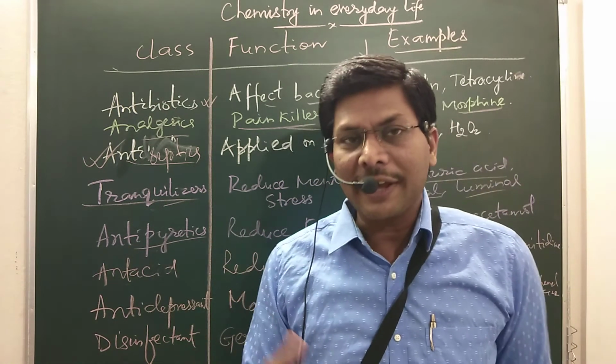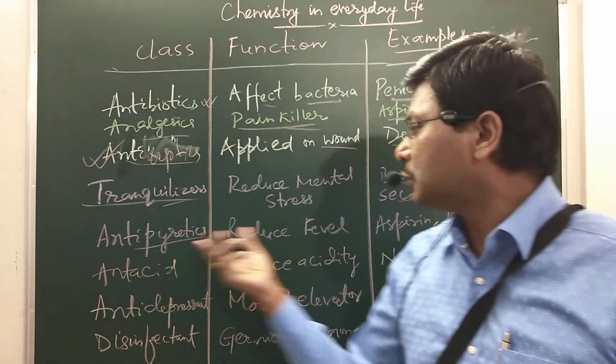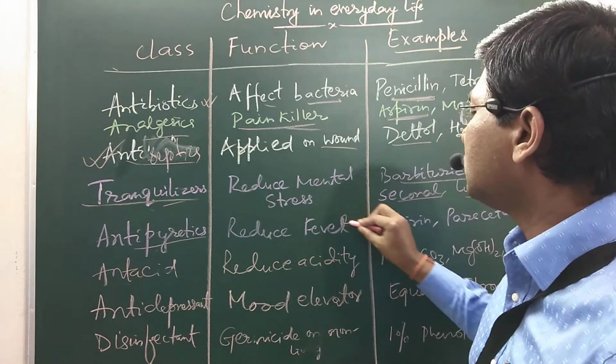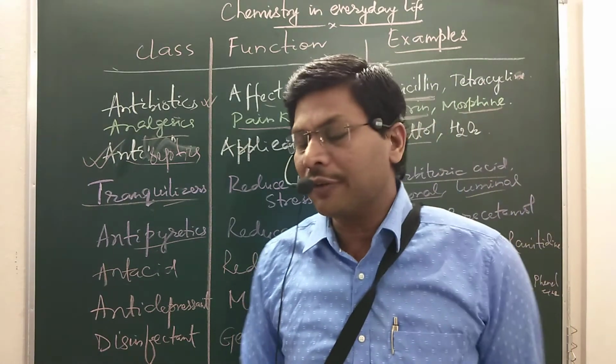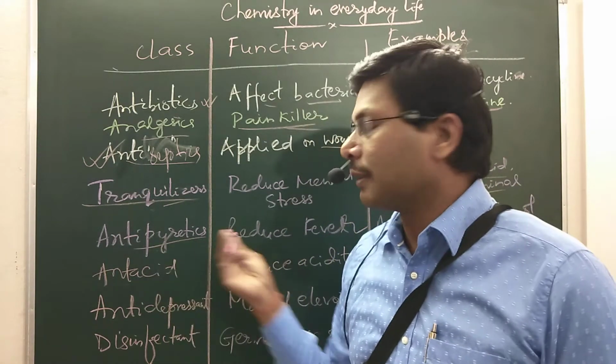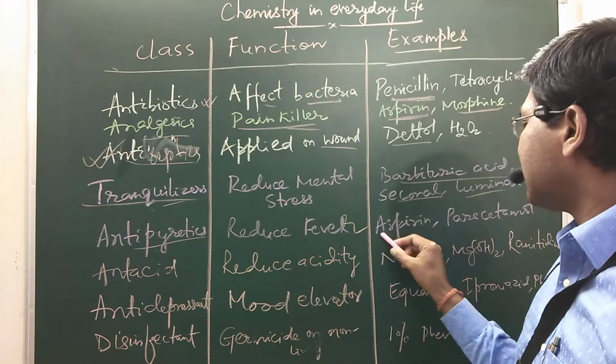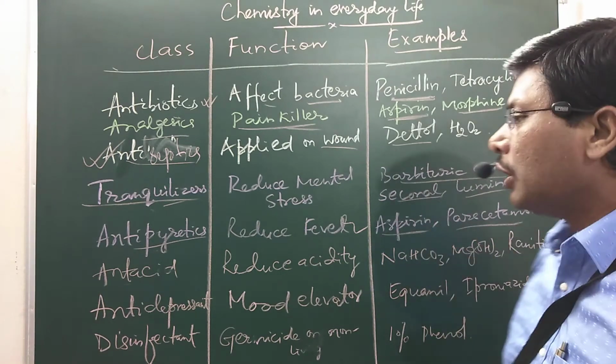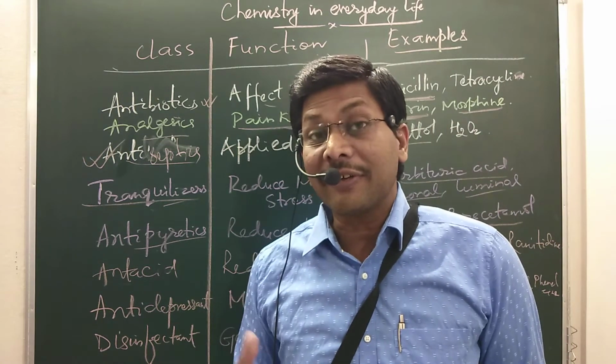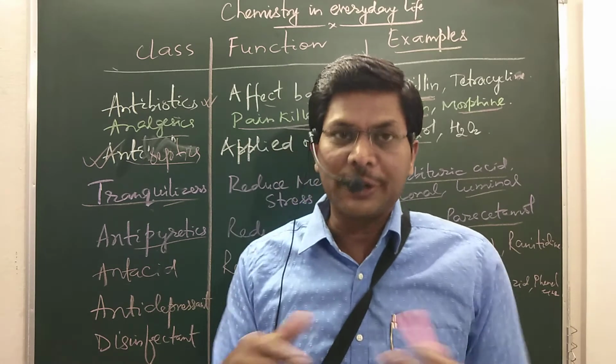Now coming to antipyretics. Anti means opposite, pyretic means fire. So they are used to reduce fever. जब बुखार लग जाती है तो उसको ठीक करते हैं antipyretics लेके. Examples of antipyretics are aspirin and paracetamol. It is seen that most of the antipyretic drugs are also used as analgesics, so they reduce pain.